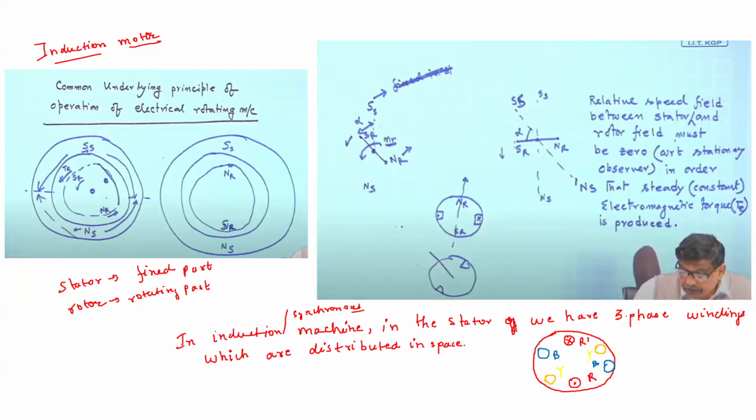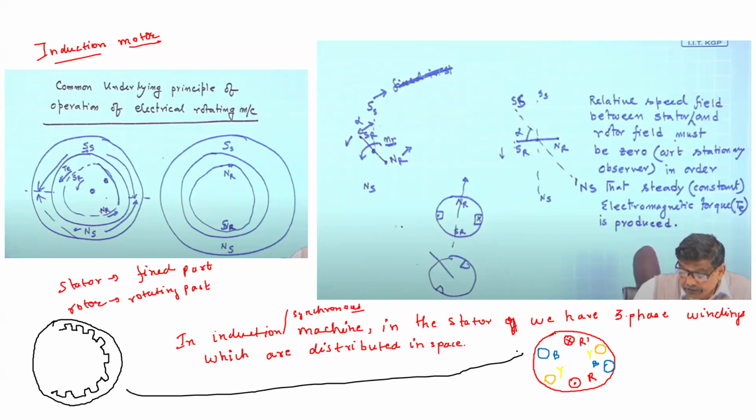So what happens if in these three phase windings, like there are three phases distributed in space, you will see that in the machine we have the stator. Okay, so in the stator you will have some stator slots, slots like this. I hope you get the idea. Like this we have the slots.